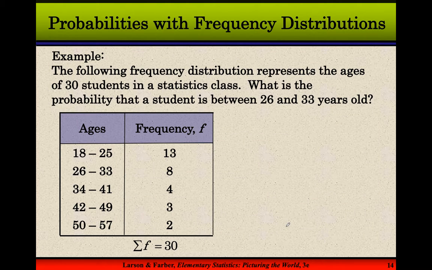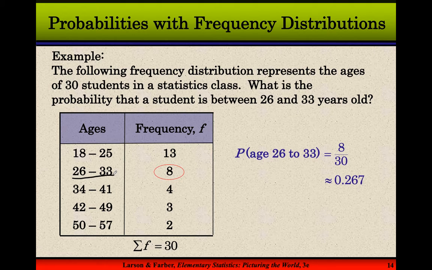How about this? Here I've got a frequency distribution that is delineated by ages. There's 30 people in class, so the sum of all of my frequencies has to add up to 30. And we're just going by ages. So if I randomly pick one of those 30 students, what's the probability that that student is between 26 and 33 years old? So we look at this line. Notice that there are 8 students in that category, and 8 divided by 30 is 0.267. Notice we went out to 3 decimal places. So the probability that a student is between 26 and 33 years old is 0.267.